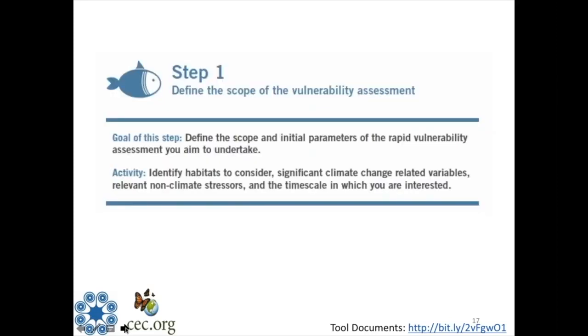Okay, steps. This is a 5-step process. I'm going to take you very quickly through these 5 steps and introduce you to some of the visuals or the tables you will see in these products.